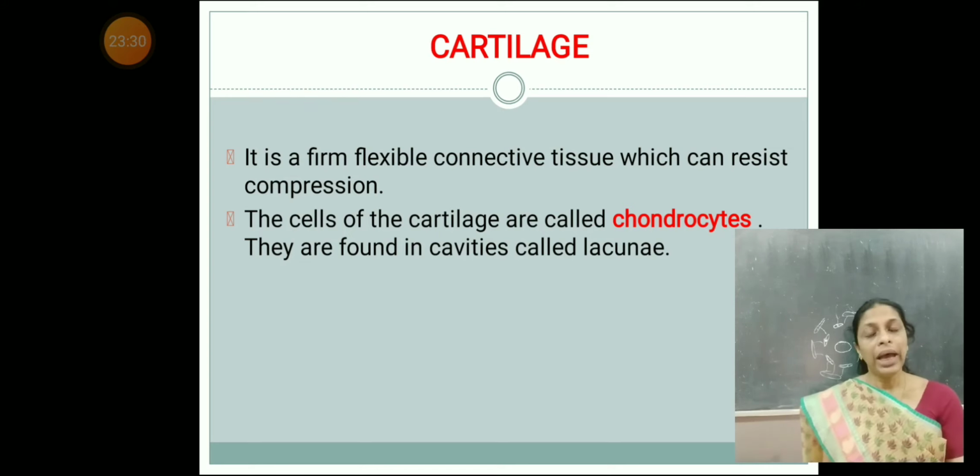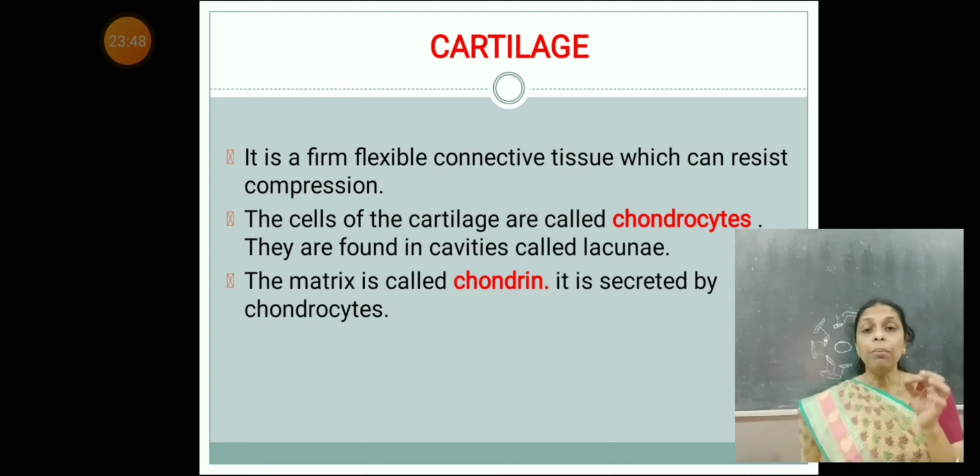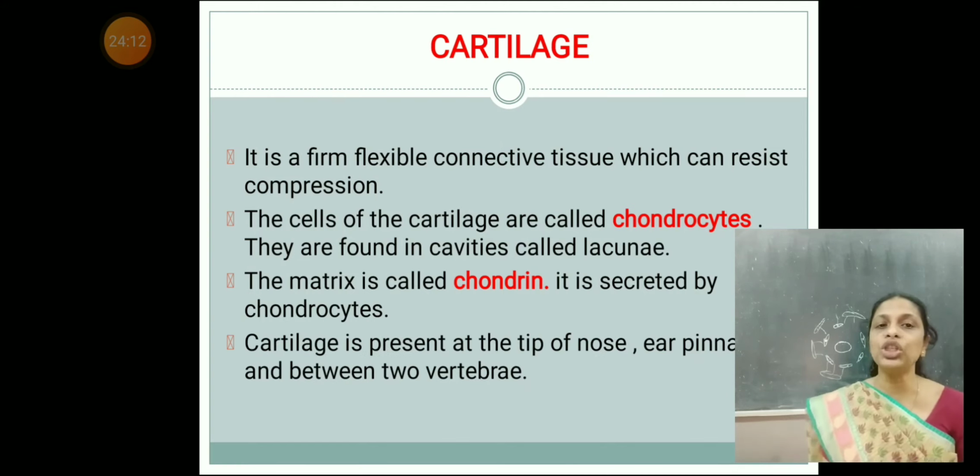As in the case of bone, where we found that the osteocytes are found in fluid-filled cavities called lacunae, here also the chondrocytes are found in cavities called lacunae. Lacunae are nothing but small cavities in which we find these cells. Now, the next one. The matrix of the cartilage is called chondrin. Matrix of bone is called ossein, and matrix of cartilage is called chondrin. And chondrin is secreted by chondrocytes. Matrix is formed by the secretions from the chondrocytes. Chondrocytes are nothing but cells of the cartilage.